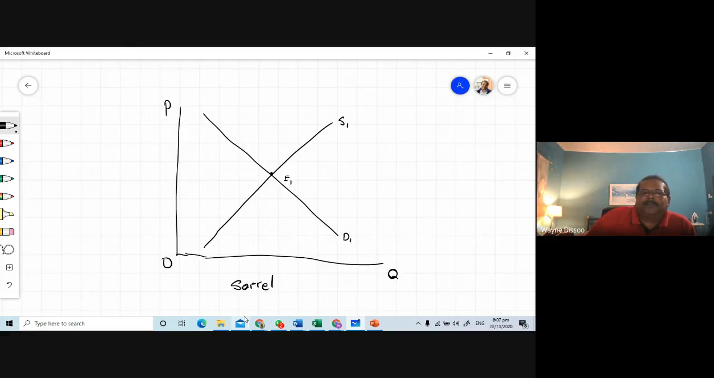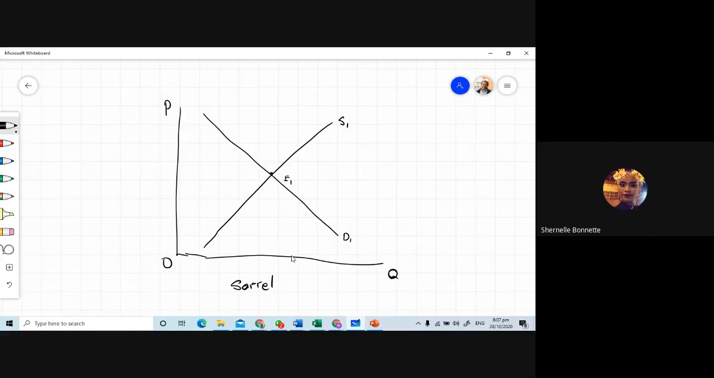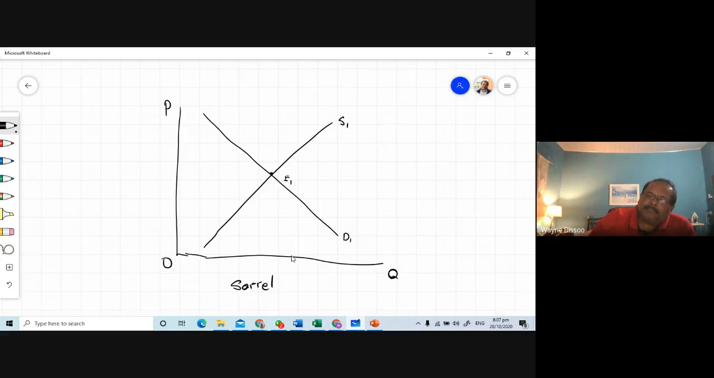What causes our demand for sorrel to change at Christmas time? Is it a price determinant or a non-price determinant that changes? Non-price? Right. So how do we depict a non-price change in demand?